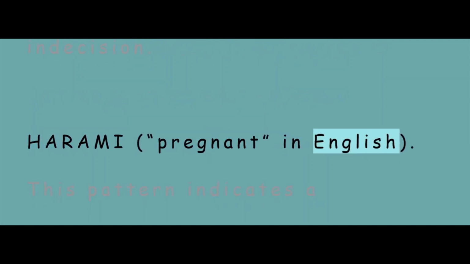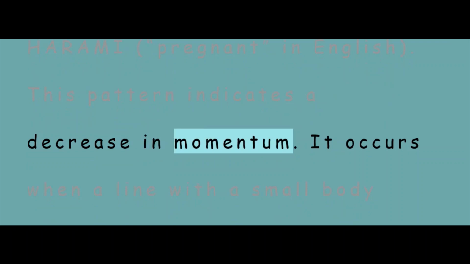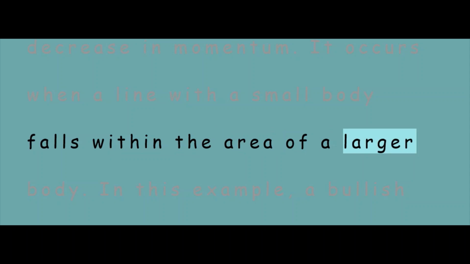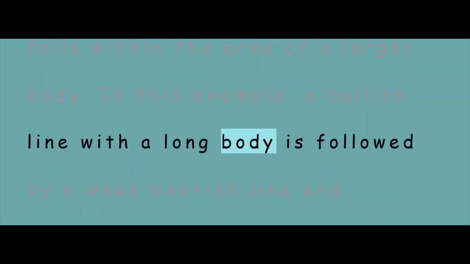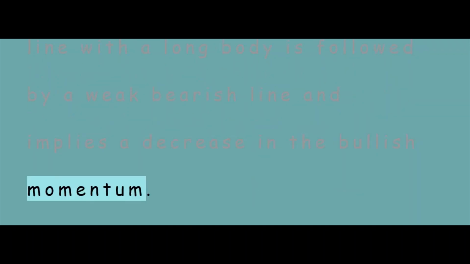Harami, pregnant in English. This pattern indicates a decrease in momentum. It occurs when a line with a small body falls within the area of a larger body. In this example, a bullish line with a long body is followed by a weak bearish line and implies a decrease in the bullish momentum.